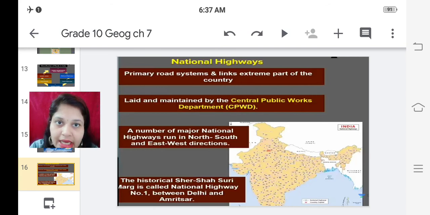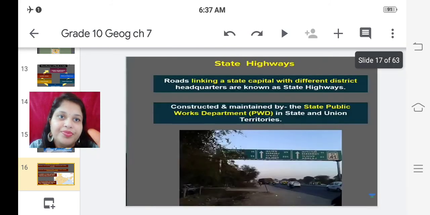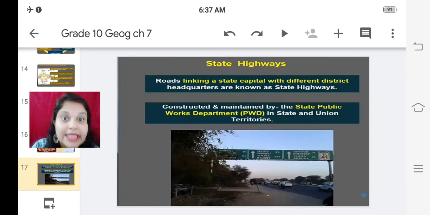So among all these national highways, which one is number 1? Sher Shah Suri, which links Delhi and Amritsar. This highway links Delhi and Amritsar. Keep it in mind. This will be an example for national highways. Further, next is state highway.